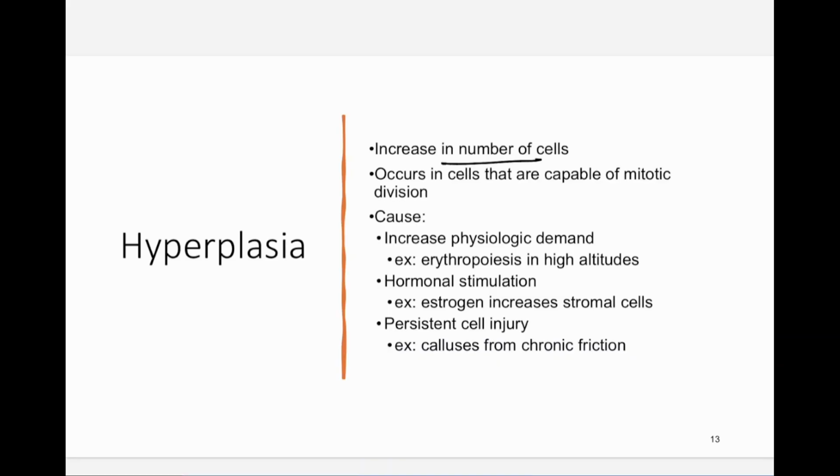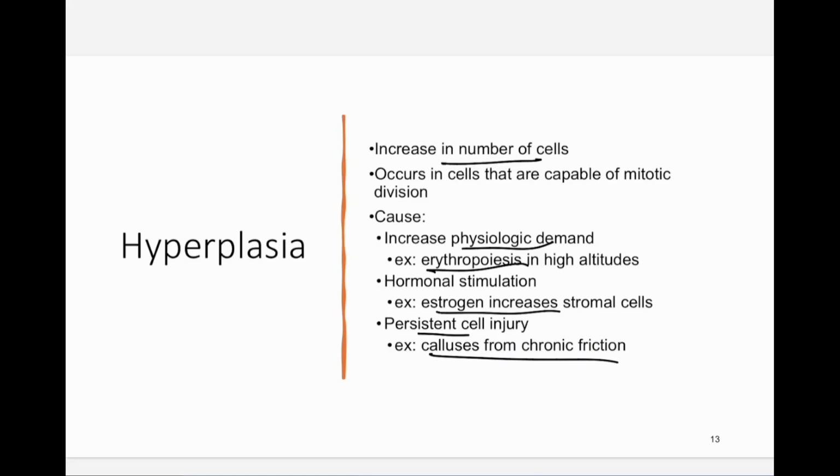Causes increase in physiologic demand, so EPO and high altitude. We talked about that. O2 drops, we need more red blood cells, more trucks, so EPO comes out. Hormonal stimulation, estrogen. We talk about estrogen, when that comes out in that first half of the menstrual cycle, it makes all the lining grow in the uterus, causes that type of hypertrophy or hyperplasia, and persistent cell injury.